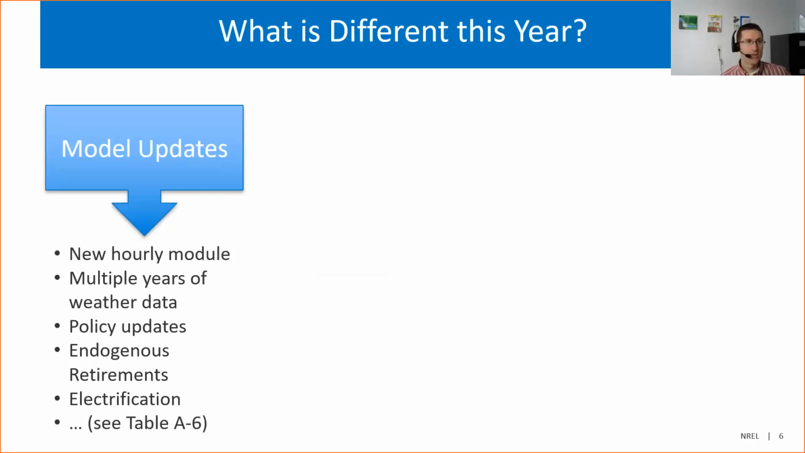We also have incorporated multiple years of weather data, making sure you're building out a system that's resource adequate across lots of different weather conditions. We used to only look at one weather year. Now we're looking at 7 weather years, so making sure the system can operate well across all those 7 years. The model now also does its own retirement decisions. Before, we just did lifetime retirements. We've added electrification. There's a lot of changes. There's a table in the report that has all of them, so I'll point you there if you're interested in these kinds of things. So you want to click again.